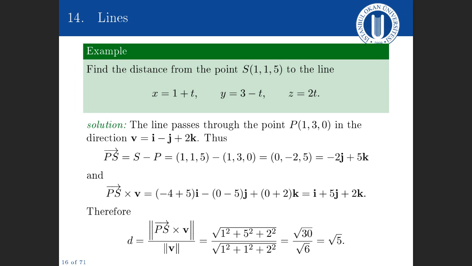And then our formula says that the distance from the point to the line is the norm of PS cross V divided by the norm of V. And again, I leave this for you to check. You can check that this is square root of 5.